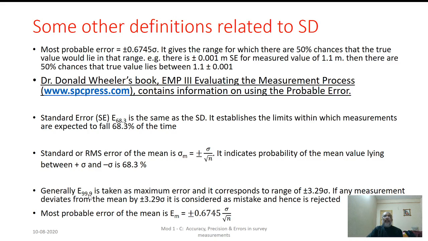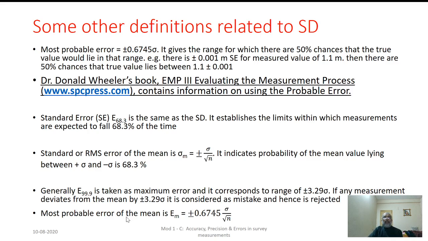Generally, E99.9 is taken as maximum error and it corresponds to a range of plus or minus 3.29 sigma. So, for the given set of measurements, if any measurement deviates from the mean by plus or minus 3.29 times sigma, the measurement would be considered as a mistake and it would be removed from the set of measurements.